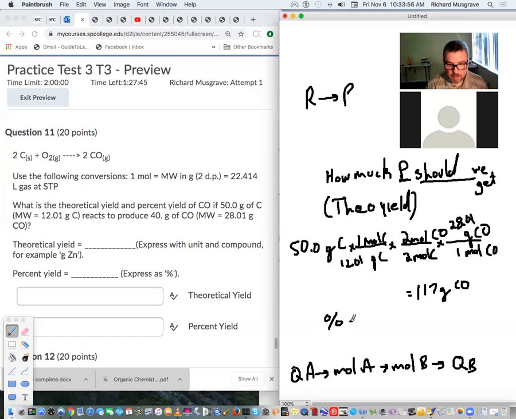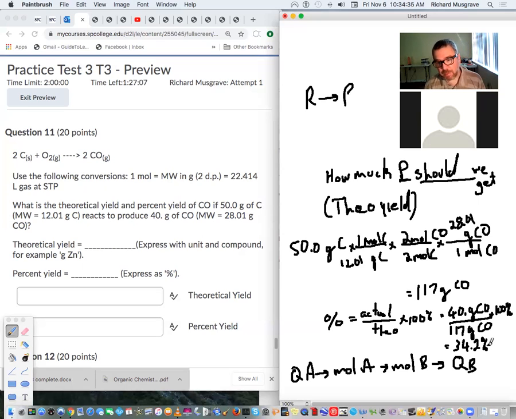So the percent yield then is going to be actual over theoretical times 100%, which is 40 grams of CO over 117 grams of CO times 100%. And we get from that 34.2%. So we got about a third of what we were expecting out of that reaction.